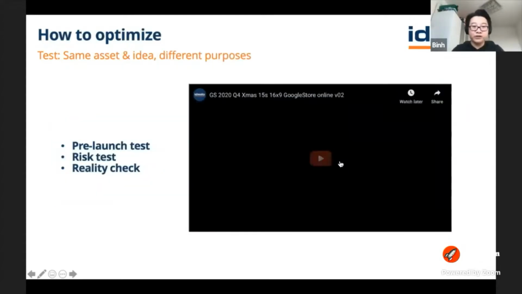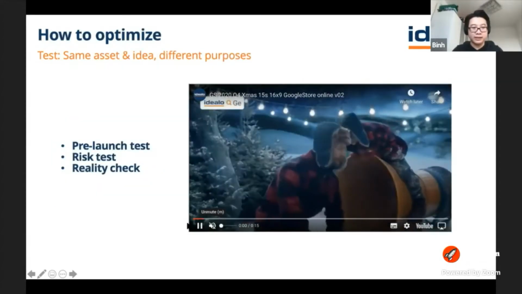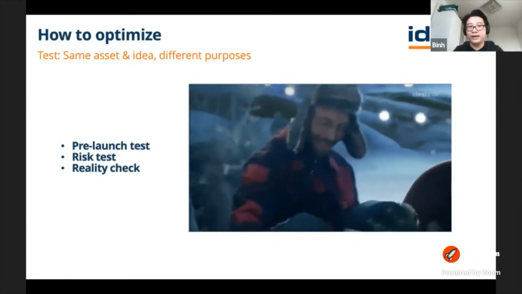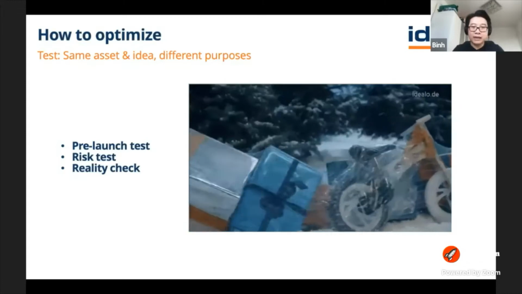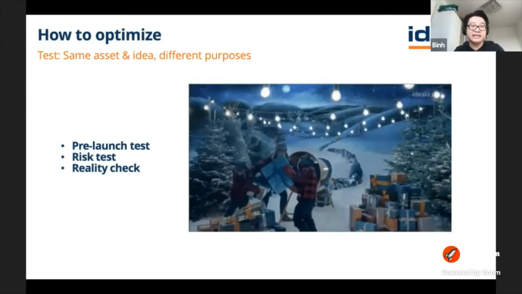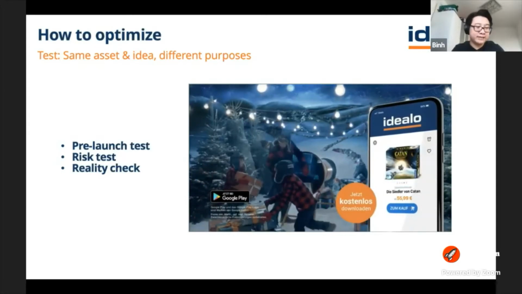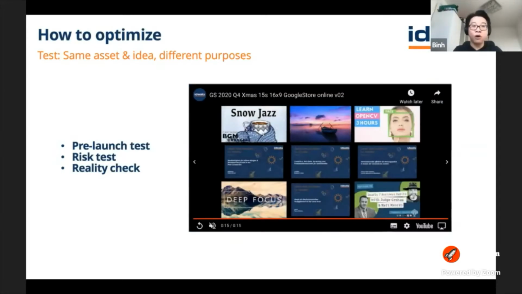Next, as you can see here, we have an example of a Christmas video for a campaign here. This is used by the entire company at idealo. So same asset, same idea, but we could use A/B testing platforms to test for different purposes. For example, a pre-launch test. So before we use an idea or an asset in an official live campaign, we can roll out a pre-launch test survey just to have a sneak peek into the potential reactions of the users and see if it would make sense to actually use it in a campaign at all.